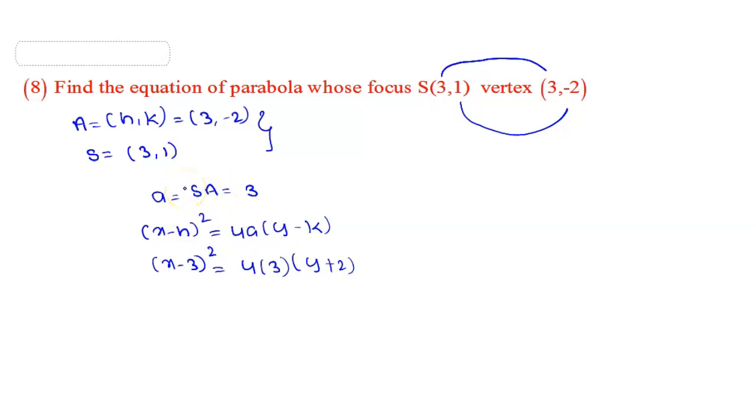A should be minus when both are negative. But here one term is positive and one term is negative, so there is no need. So here my final answer of this question is (x minus 3) whole square is equal to 4 3s are 12 into (y plus 2). This is the final answer of this question.